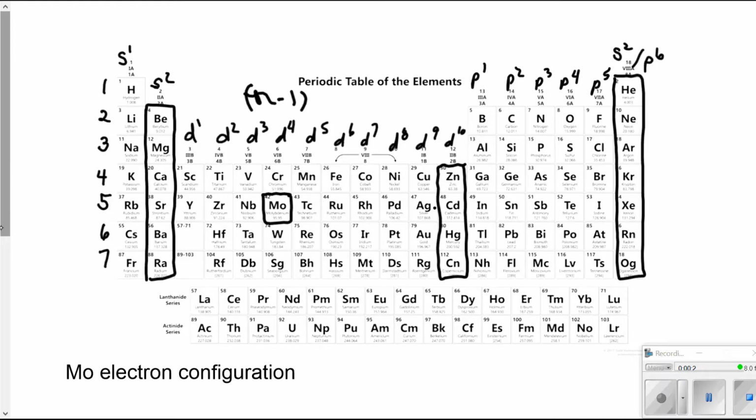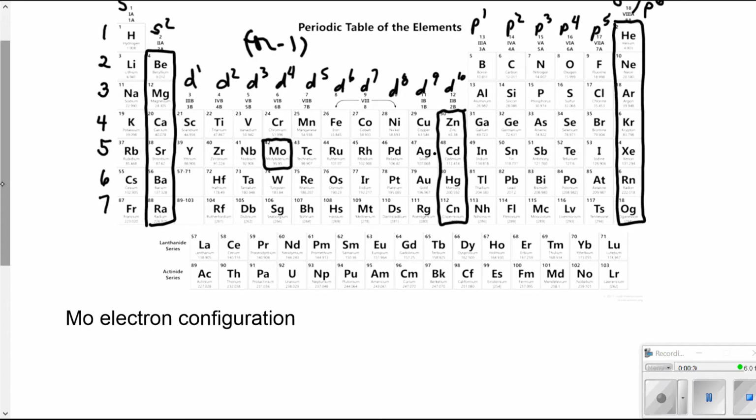To write the electron configuration, you'll notice that I have rectangles around the completed orbitals. You continue across the periodic table until you hit the element that you want, but you stop and record at the end of every completed shell. So we're trying to get to number 42. We start at hydrogen. We don't stop there. We stop at helium. And we look at the little numbers.